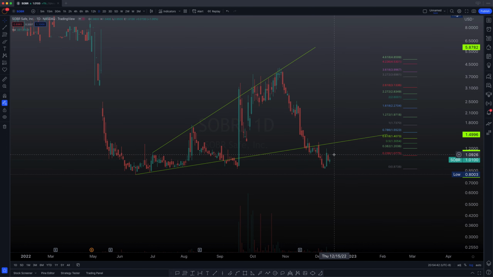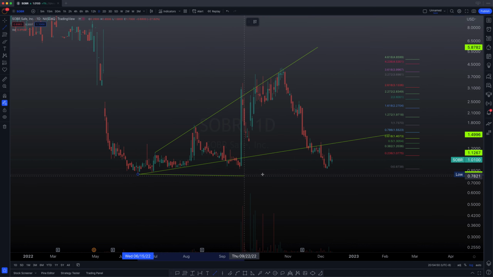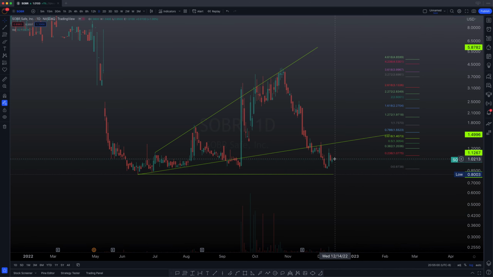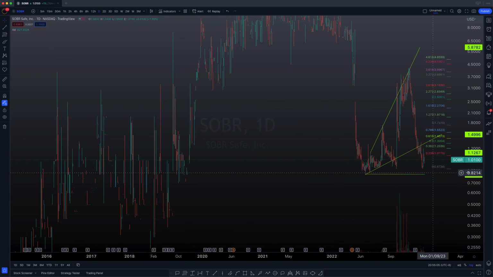Why do I say that? Because there is still the price objective to be met, which is usually located at the very bottom of the, I'm sorry, at the genesis of the formation itself. So in reality, I am looking for a target of a low of 80 cents, so 80.15 to be exact. This is potentially going to come down here and realize that level.